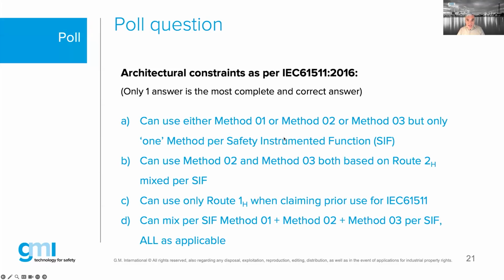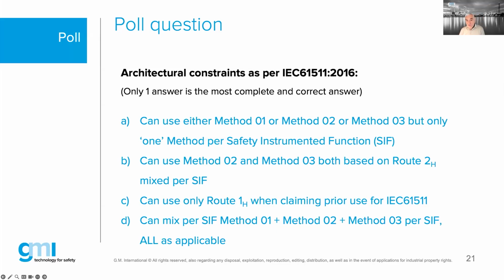All right, so we had 38% clicking on the first answer A, that you can either use route 1H or route 2H, but only one per safety loop. Well, that's absolutely wrong because you cannot find equipment that all have the same approach of how they have made the assessment on the equipment. So whoever clicked here, don't worry. This is a very common mistake in our training courses also, that people believe they have to go either this or this or this. But you will see that the other majority there, which is 46%, say, oh, you can mix, doesn't matter.